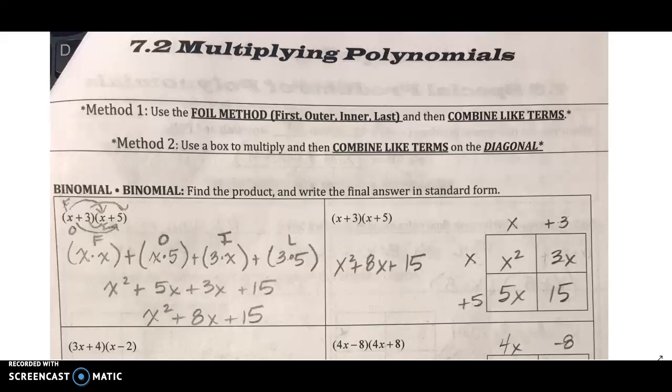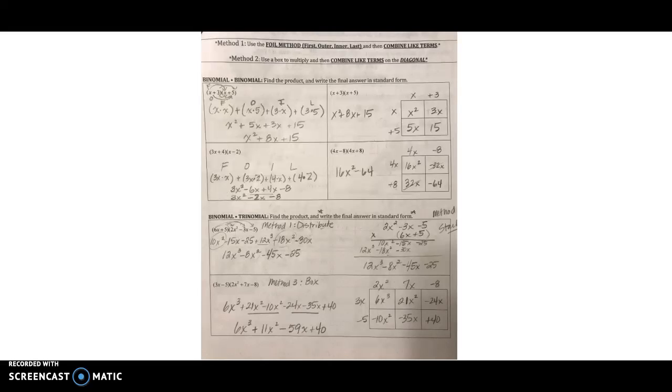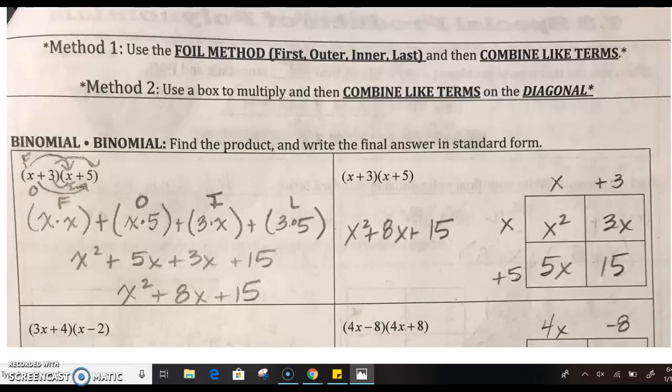And then if you notice, you're going to combine the terms here. Kind of like on the diagonal, those terms are going to get combined. Okay, sorry about that. So I think I was saying then at that point, you just want to combine any like terms. So as you can see here, most likely they're going to be the terms on the diagonal. So you have the 5x and the 3x that you can combine.